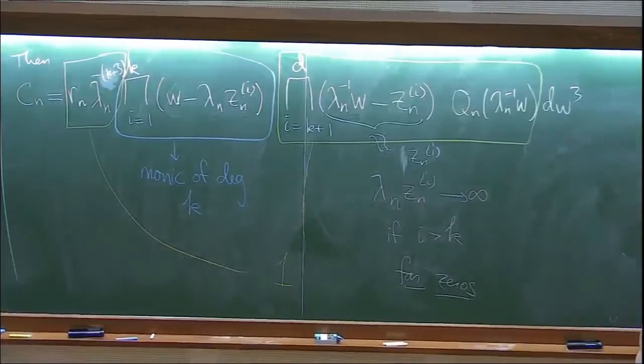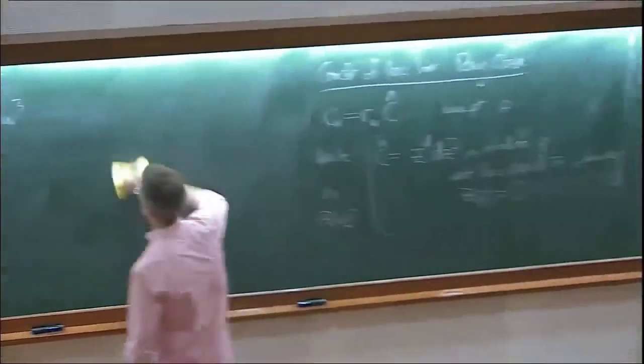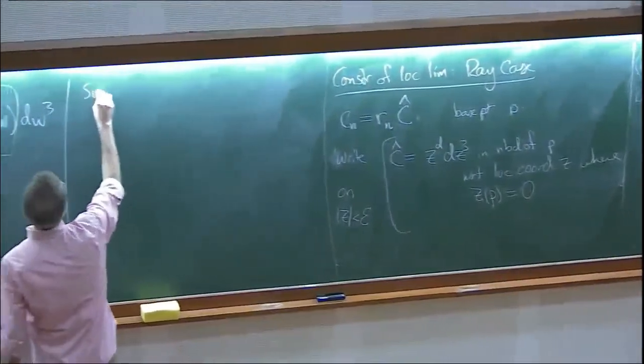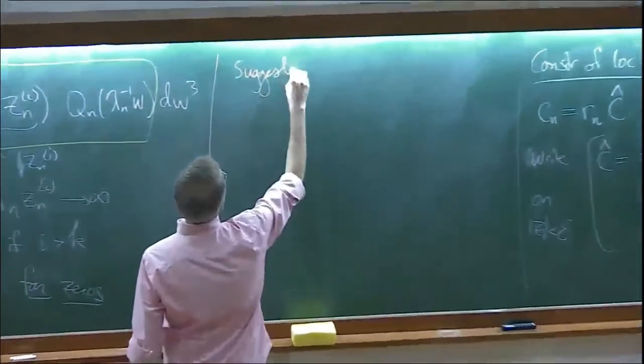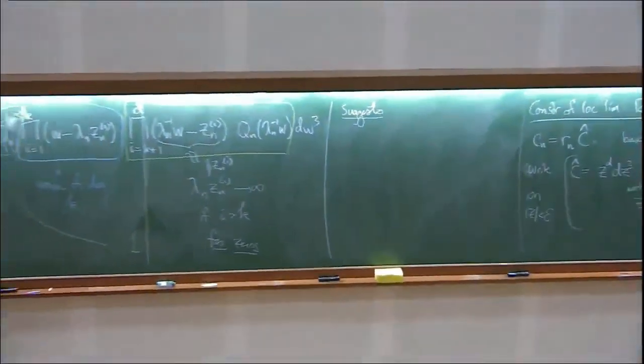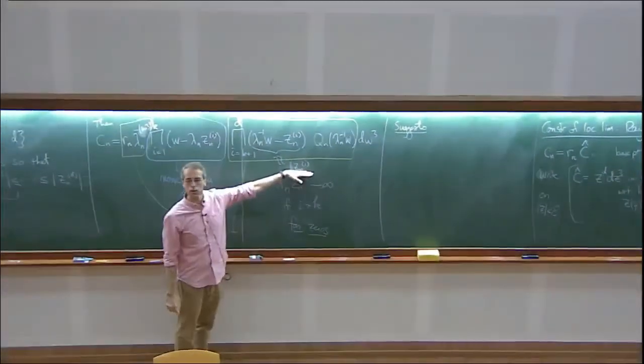So this suggests a value that you should use for the scale factor. So what should it be? It suggests you should pick your lambda n so that lambda n to the k plus 3 is equal to Rn times the product of all the far zeros.